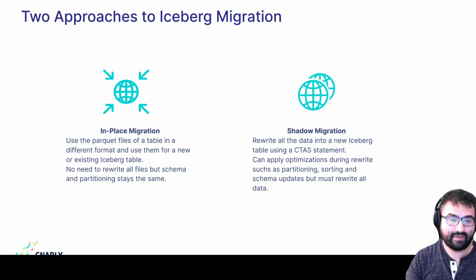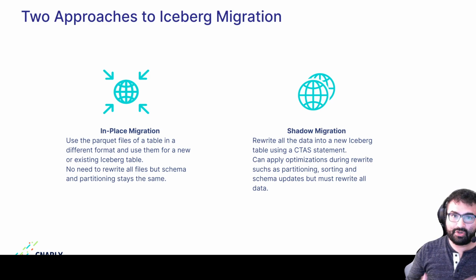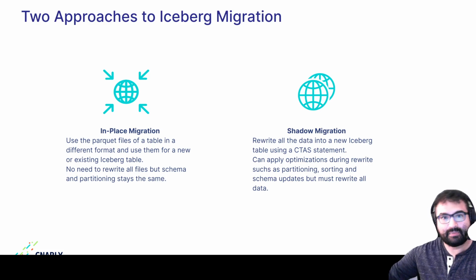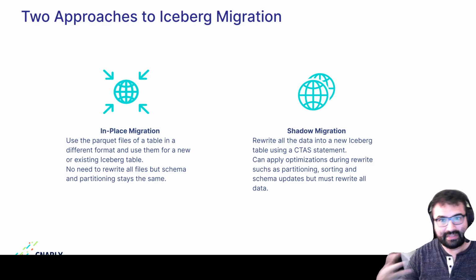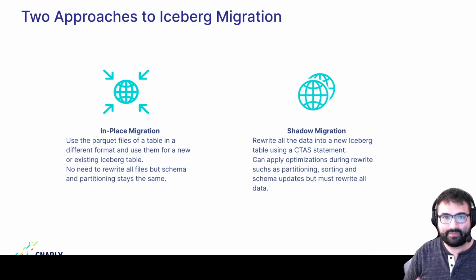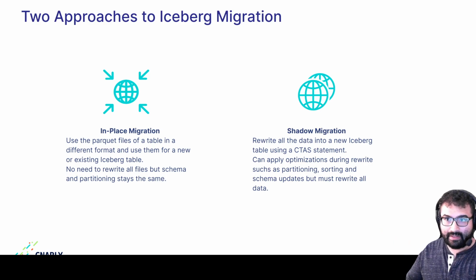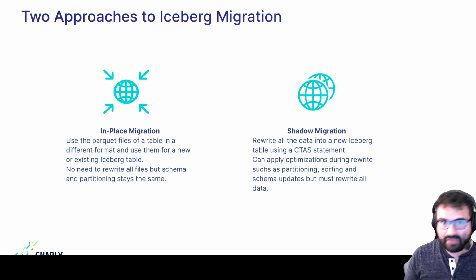That's pretty nice. But you could also do a shadow migration, where you create another copy of the table. That's the Iceberg copy of the table that shadows the existing version of the table. So you are rewriting the data with the intention of migrating to the new table and then retiring the old version of the table. Okay, now either approach works and it's fine. There are pros and cons to either.